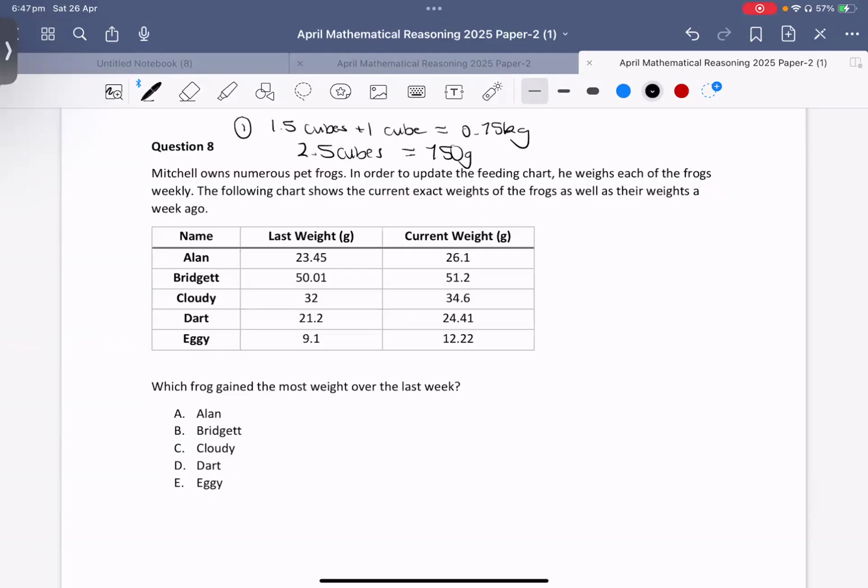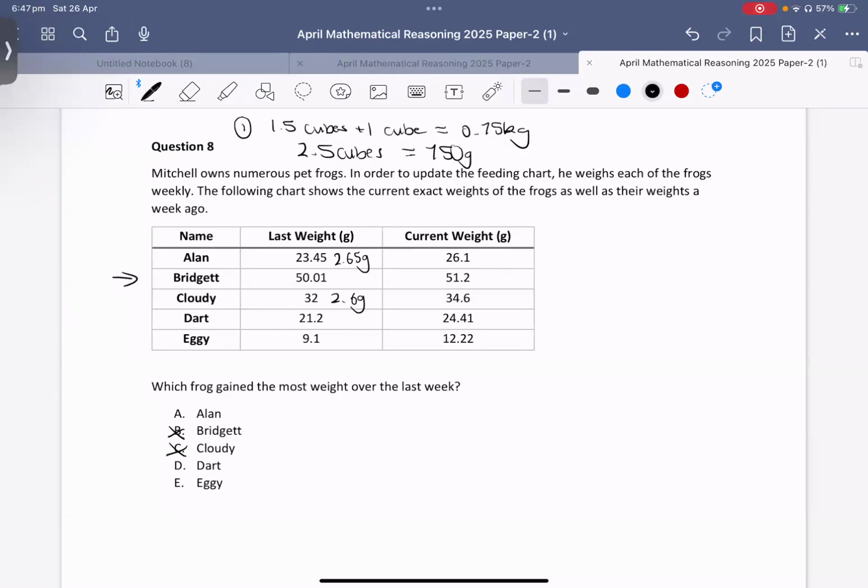If you have a look at each option, you'll probably notice that Bridget is definitely not going to be our answer, because Bridget has a weight difference of less than 2 grams. She only goes up by about 1.19. Okay, so we know it's not going to be Bridget. But if we look at the others, Alan gains about 2.65 grams. Cloudy is easy. Cloudy gains 2.6 grams. So we already know it's not going to be Cloudy either, because Alan had a bigger weight gain.